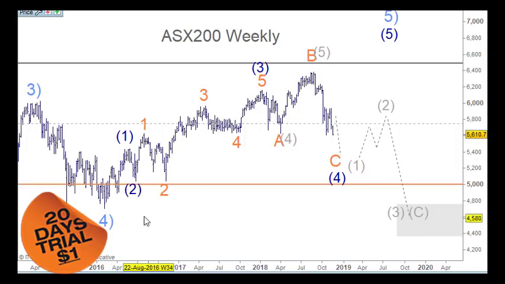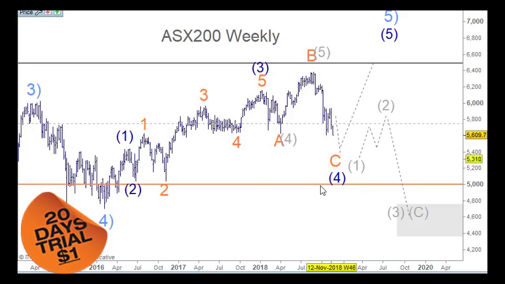And the other count that we have is wave 4 here with 1 and 2 and 3 here, an A wave here, a B wave up here, and a C wave down, finishing here, and then moving higher from this point when this low comes in, back up this way.